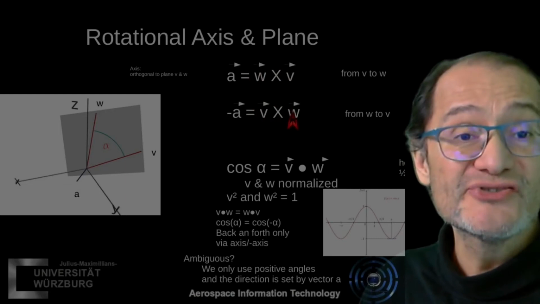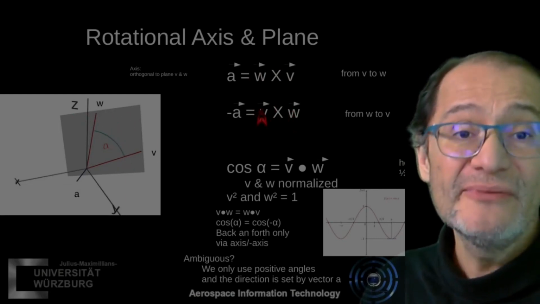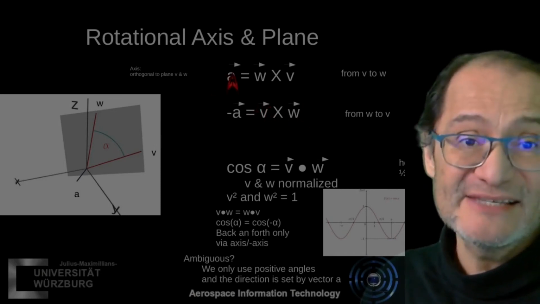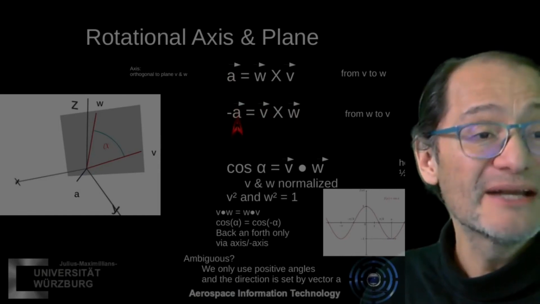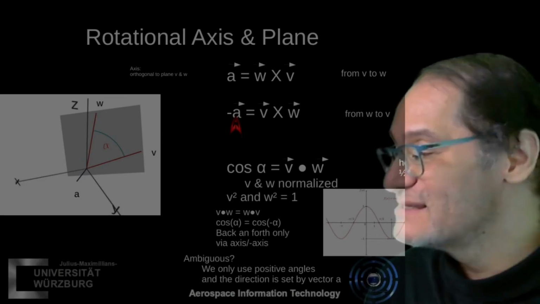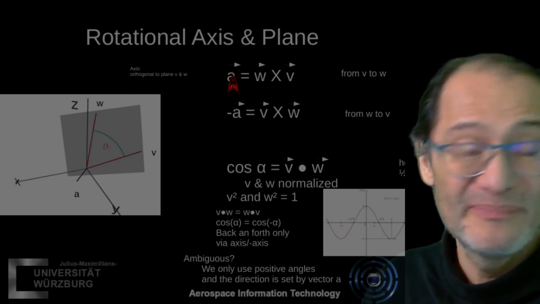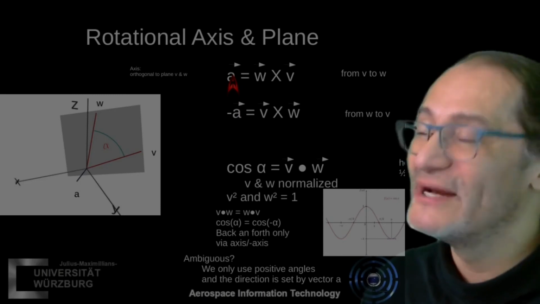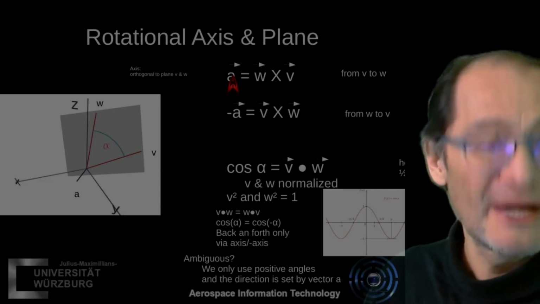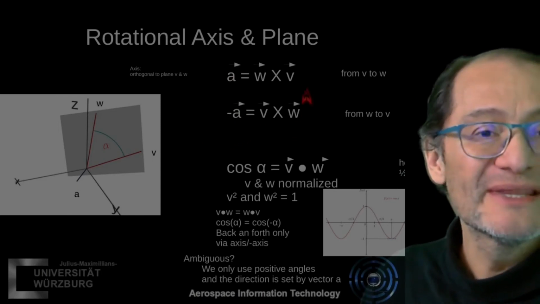If we interchange this, then I am rotating back. I am rotating from W to V, and I hope you remember the result will be inverse. This vector is A, and this vector will be minus A. You can try it with simple vectors, 1, 0, 0 and 0, 0, 1. You will see that in one direction you get 0, 1, 0, and in the other direction you will get 0, minus 1, 0. Okay, something like this. Okay, so we define the rotation axis.